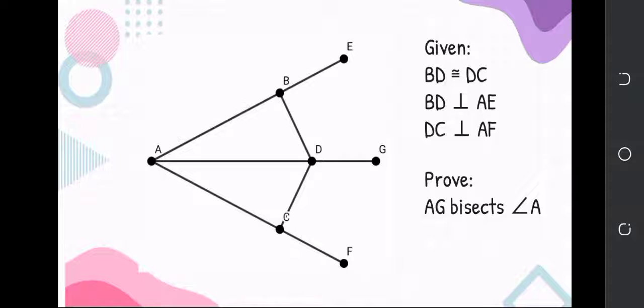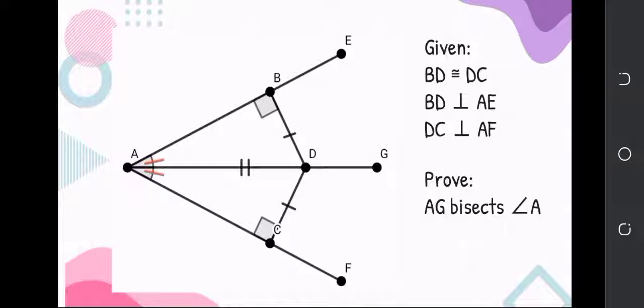The first given is line segment BD is congruent to line segment DC, and line segment BD is perpendicular to line segment AE. And lastly, line segment DC is perpendicular to line segment AF. Now, what we have to prove is that AG bisects angle A.